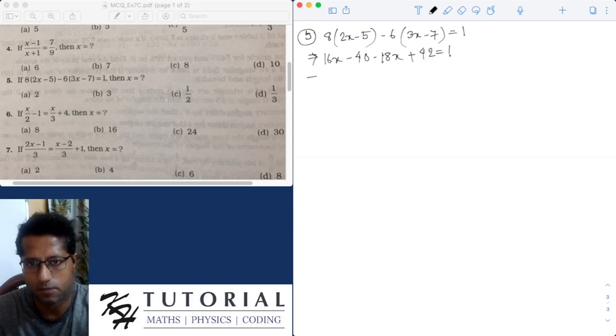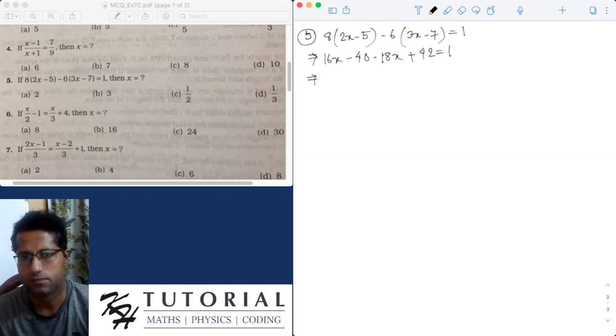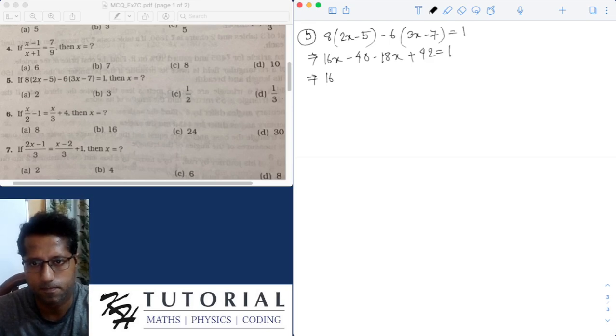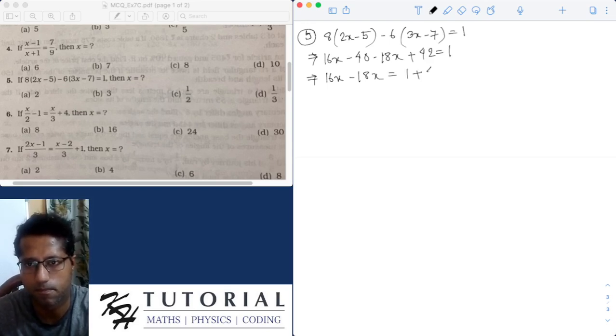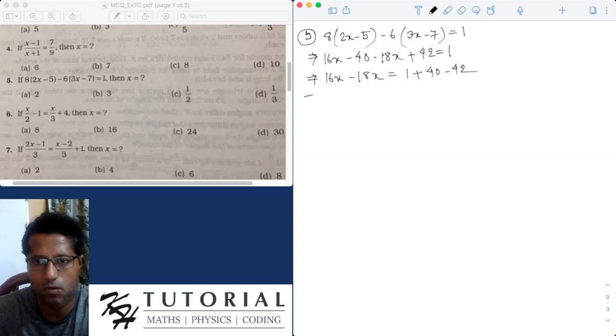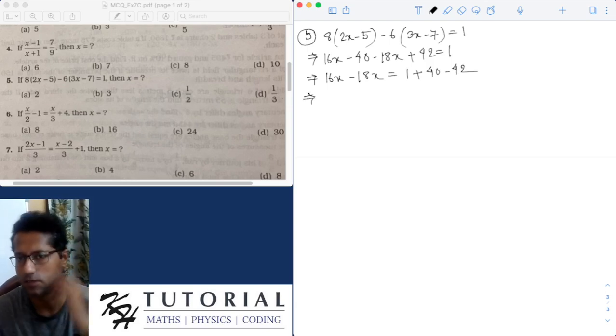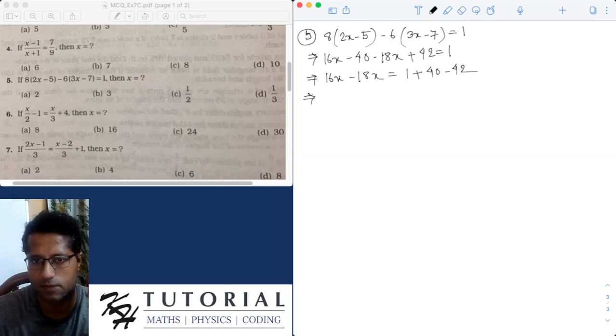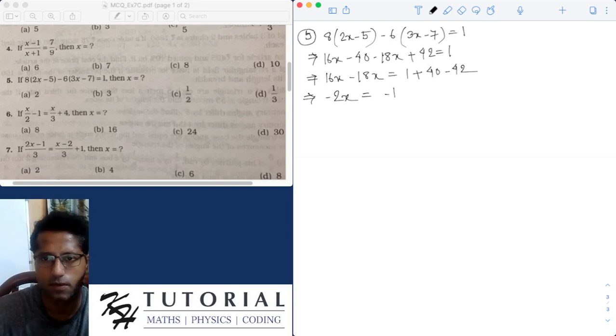Now all the variable terms are already on the left hand side, so let's keep them and transpose all the constant terms to the right hand side. So that becomes 1 plus 40 minus 42. Now further simplifying the LHS and the RHS, we get 16x minus 18x is minus 2x, and the right hand side is 1 plus 40, that is 41, minus 42, that is minus 1. So we got minus 2x equals minus 1.